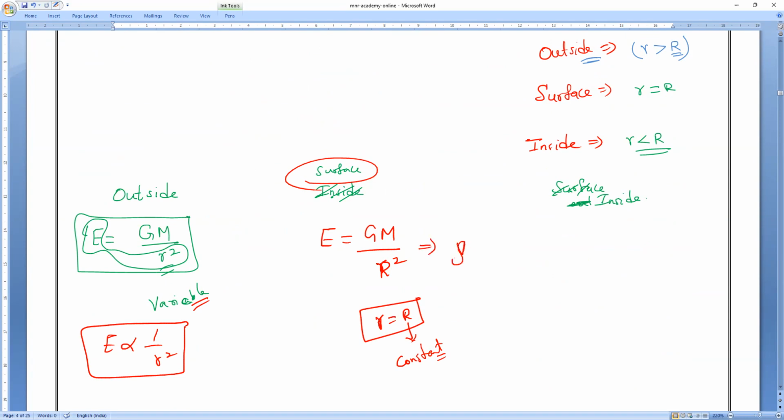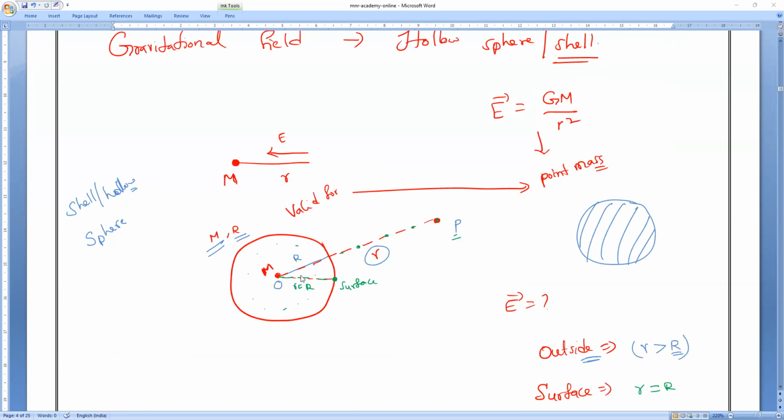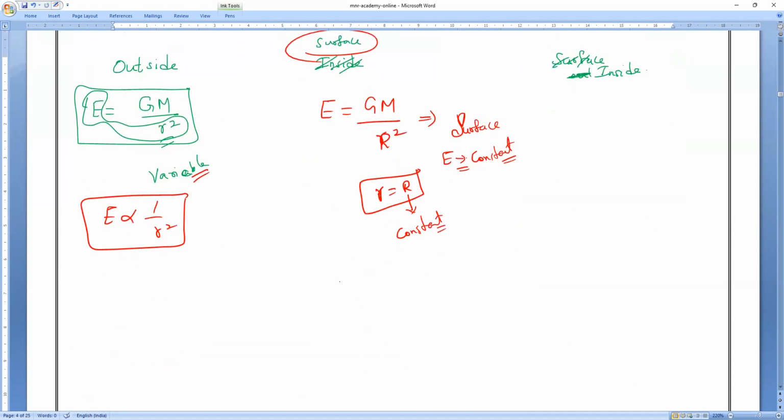So on the surface, E value remains what? Please respond. E value remains constant. You understand, everybody? Why? Will the radius change? The radius will never change, so anywhere you take on the surface, it always remains constant. Understanding?